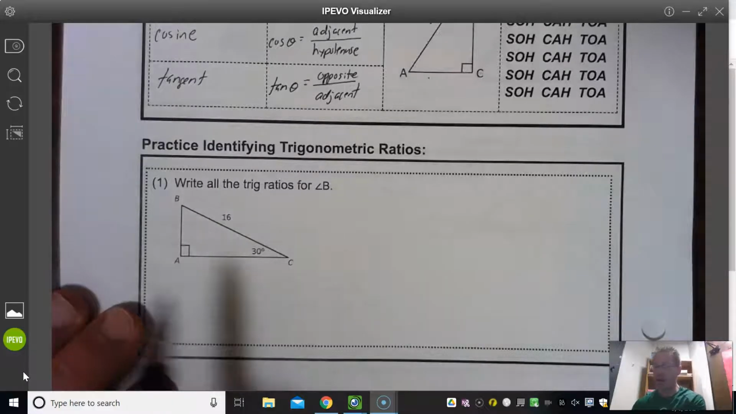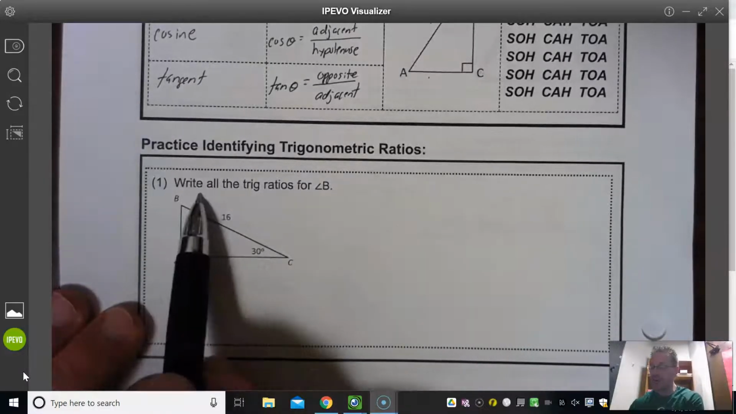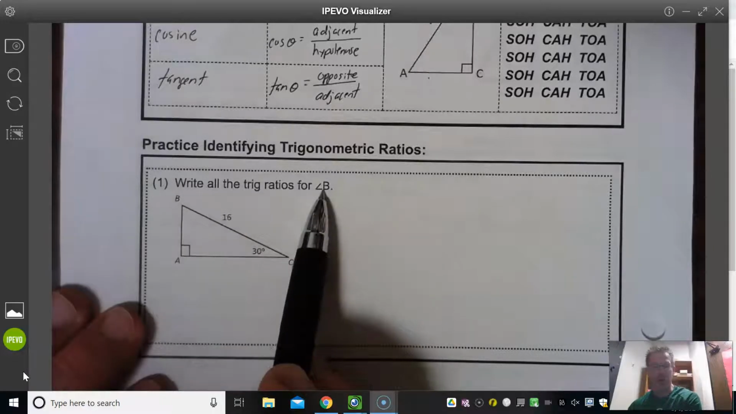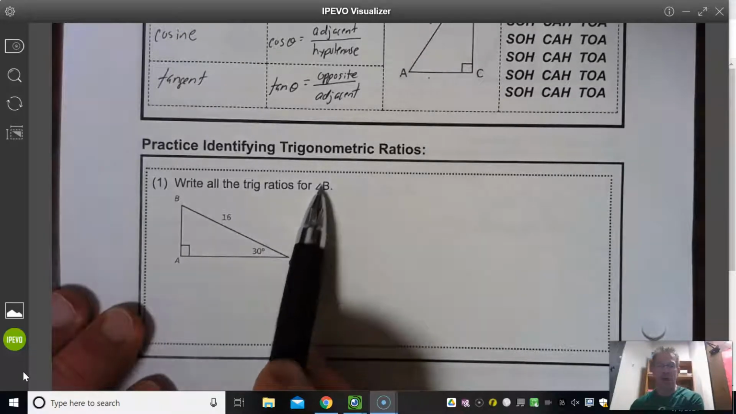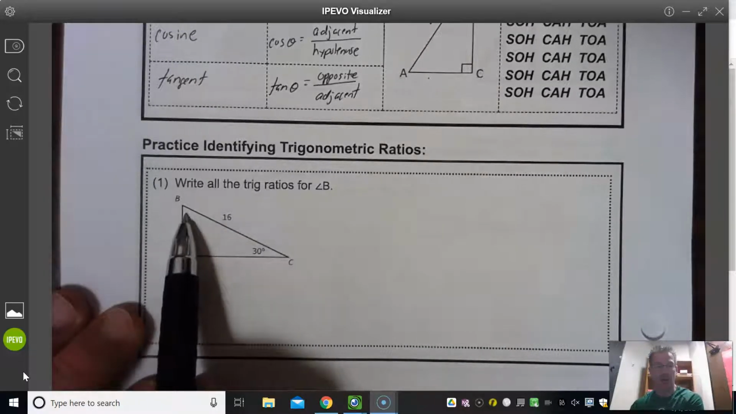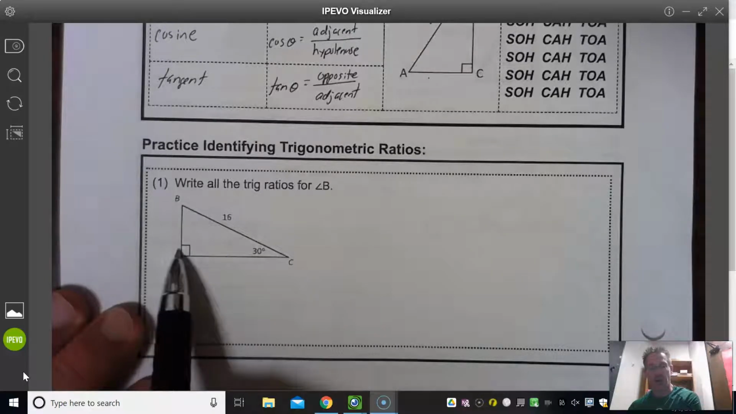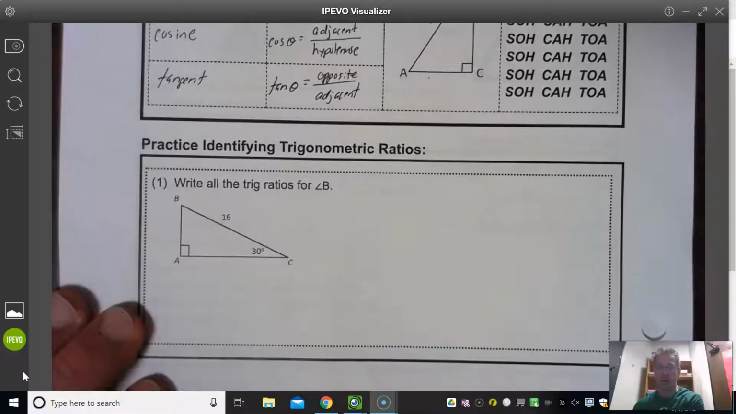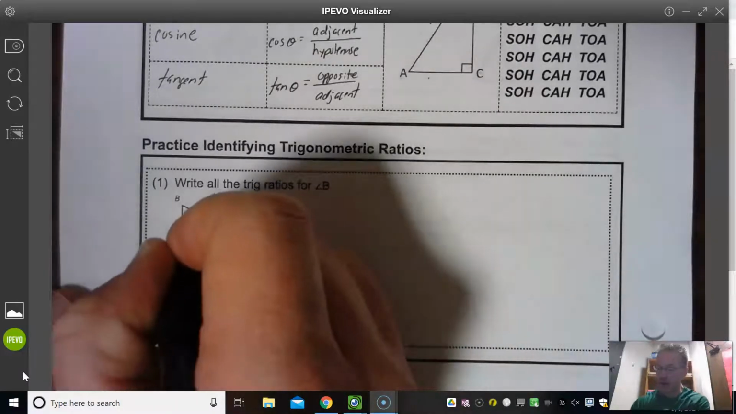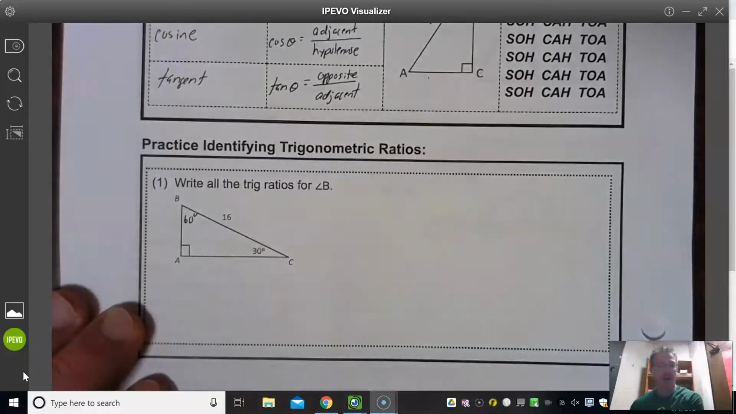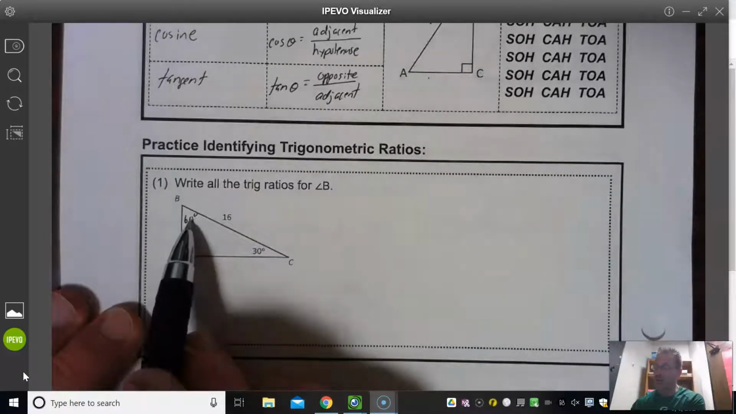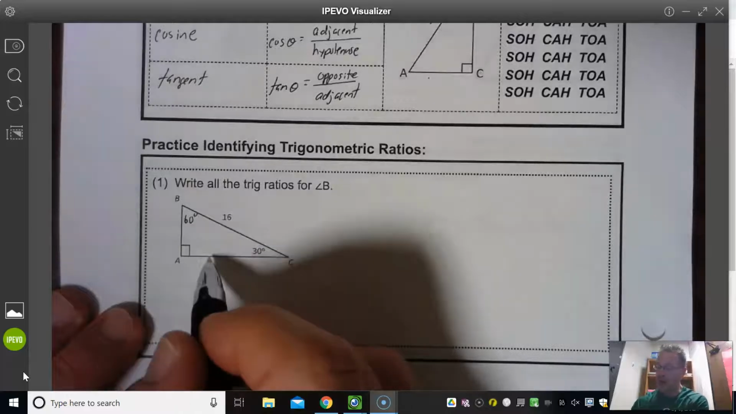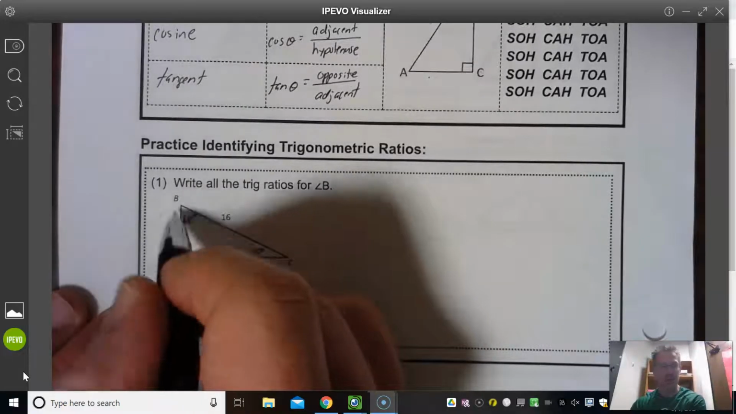Now when I look at this problem, we want to find all the trig ratios for angle B. Notice for angle B, that's right here. I don't know that angle. So this is 30, this is 90, and I know all the angles in a triangle add up to 180, so I can say that this is 60. If I look from angle B, or from the 60-degree angle, I know AC is the opposite side, and I know AB is the adjacent side.